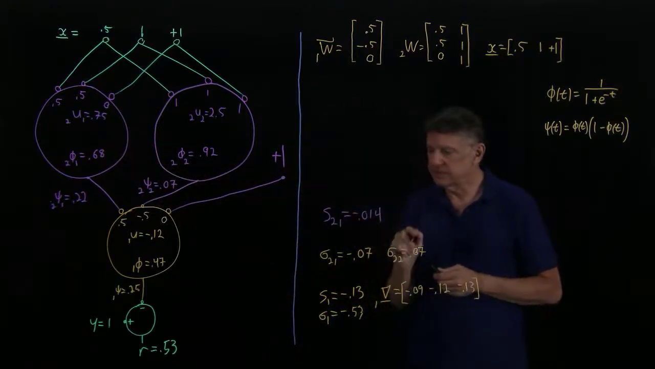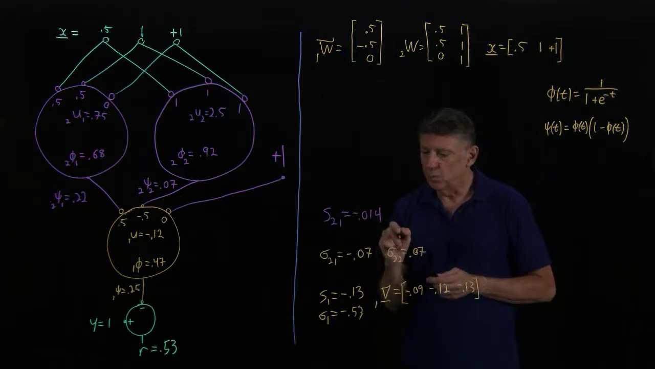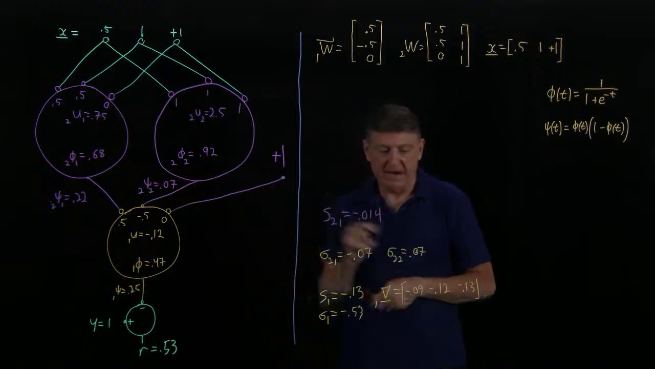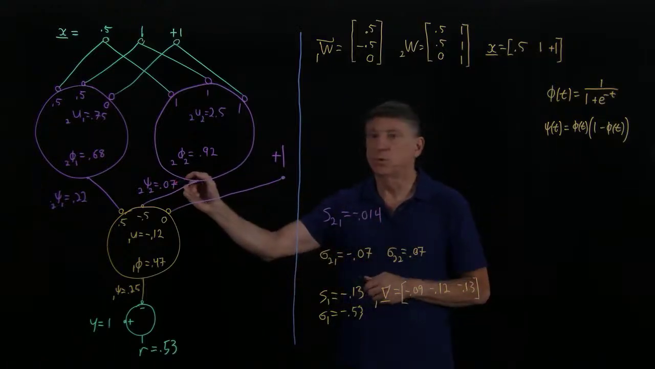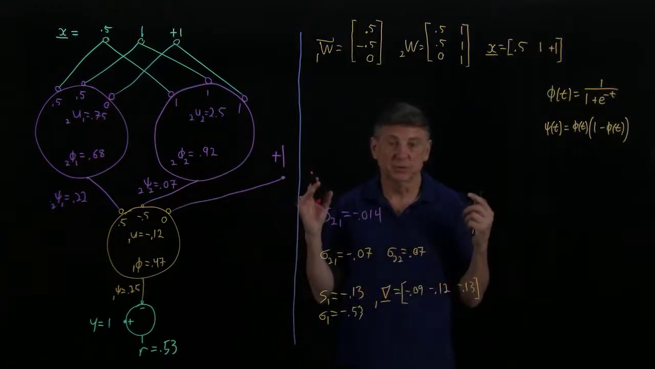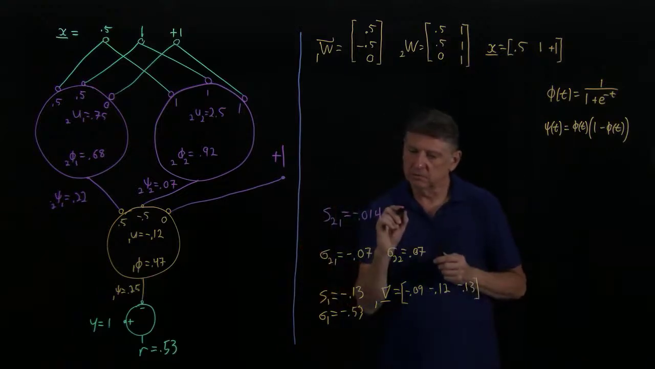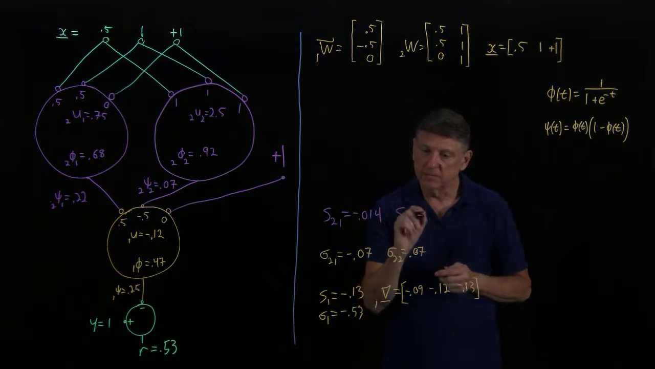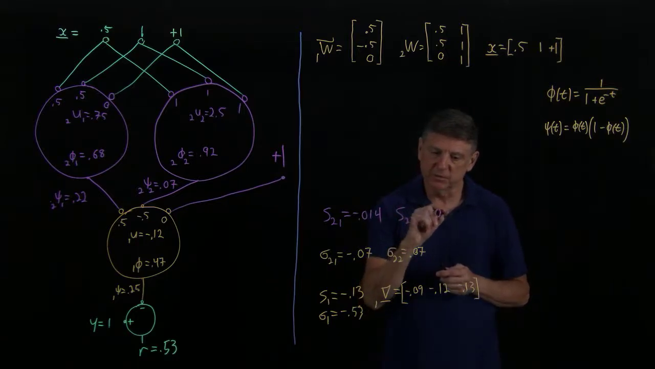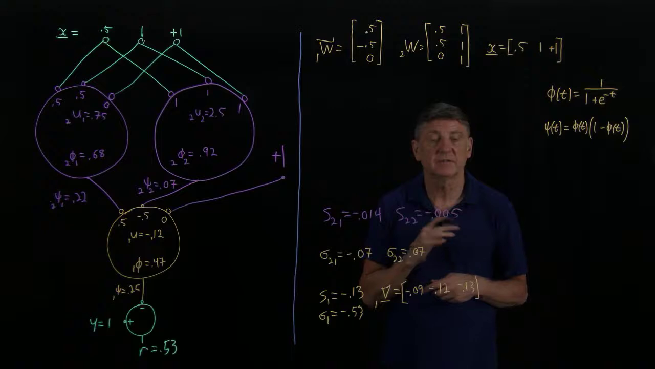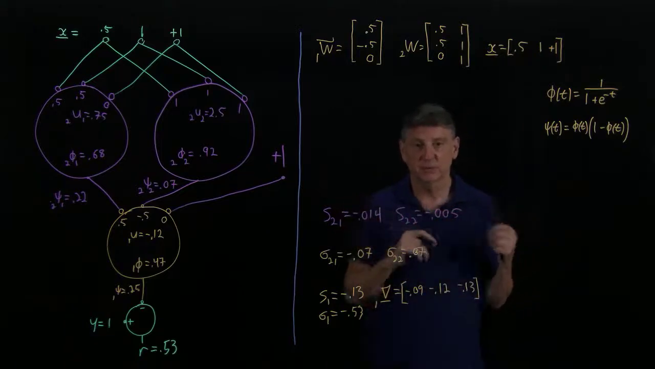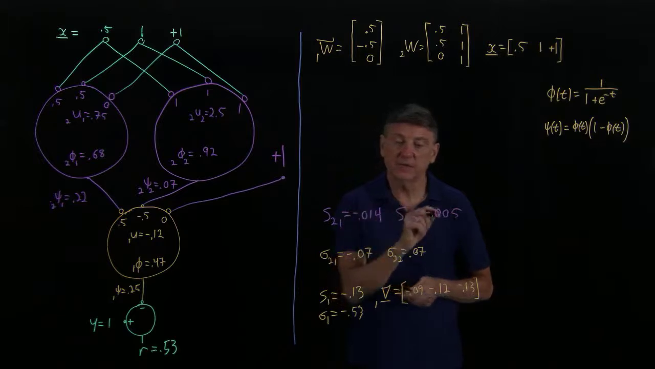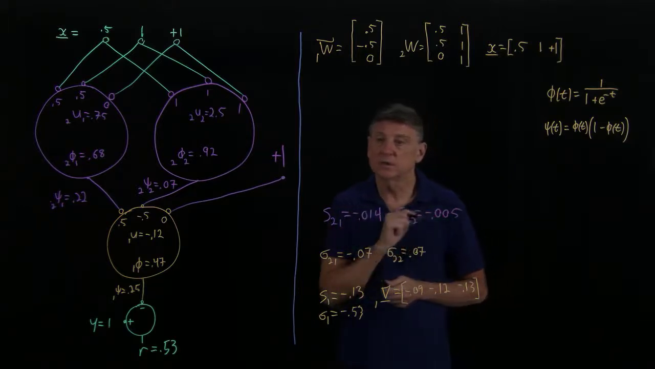The scale factor for the second hidden neuron is what it sees times its derivative term, and now it's 0.07 times 0.07, so that's 0.0049. So I'll write that as S22 is minus 0.005, since 7 times 7 is 49, I'll just write that as 5. So that is the scale factor for each of these hidden neurons.